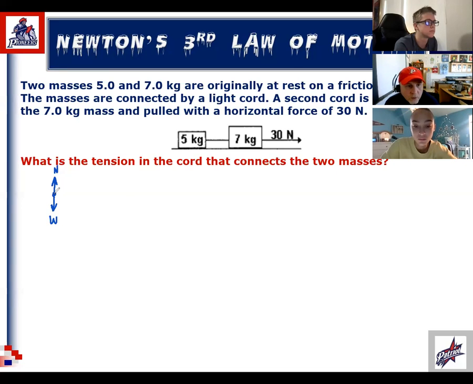All right, so now what do we have here? We're looking at this guy. This guy is pulling on this to the right, and so there's the force of tension. Now for the heavier one, I would make this slightly bigger just because we know the normal force is going to be slightly bigger.